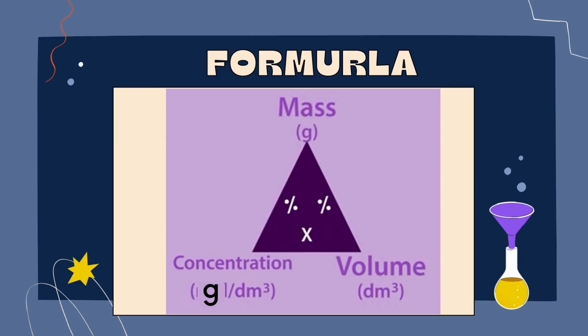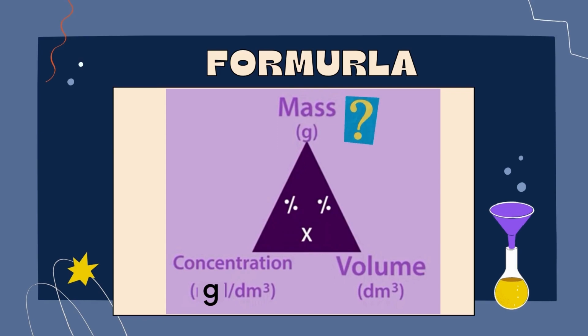For learning task number 4, let us observe this triangular formula. So we have mass, concentration, and volume. In solving for the concentration of solution, we are going to use these units. Gram or grams for mass, grams or gram per cubic decimeter for concentration, and cubic decimeter for volume.